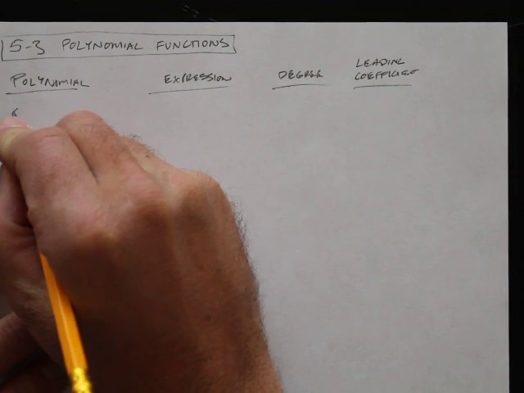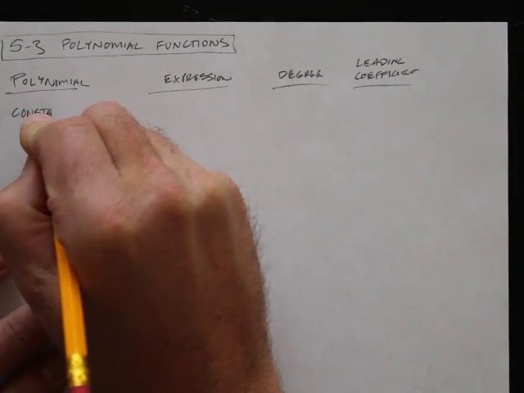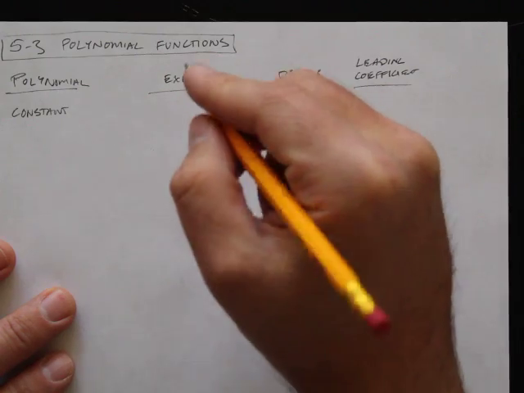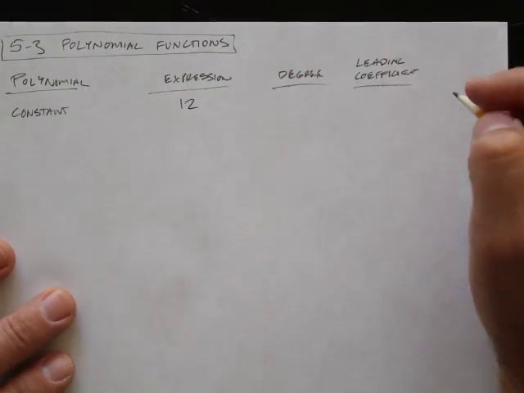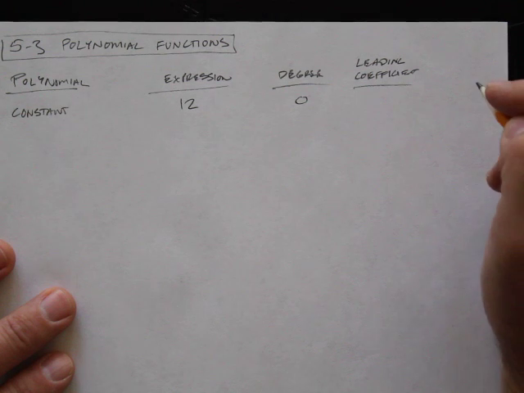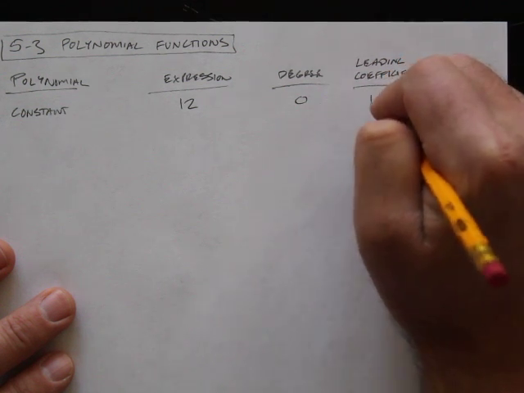So first polynomial is just a constant. And a constant is just a number, like the number 12. It's got a degree of 0, and the leading coefficient is 12.